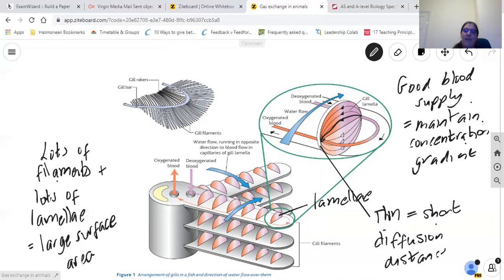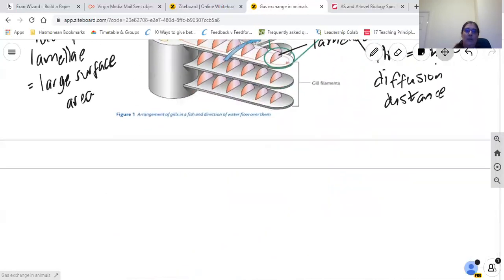So we already have 3 adaptations that our fish have. Large surface area by having lots of filaments and lamellae, good blood supply to maintain a concentration gradient, thin to make a short diffusion distance. But that leaves us with one more crucial one, which is the fact that there is what we call a countercurrent between the blood and the water. And that's what I want to explain a little bit more now.